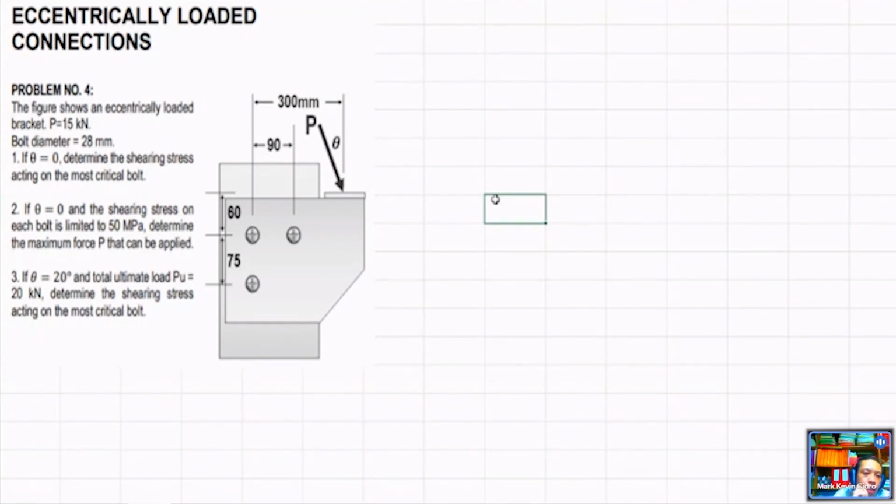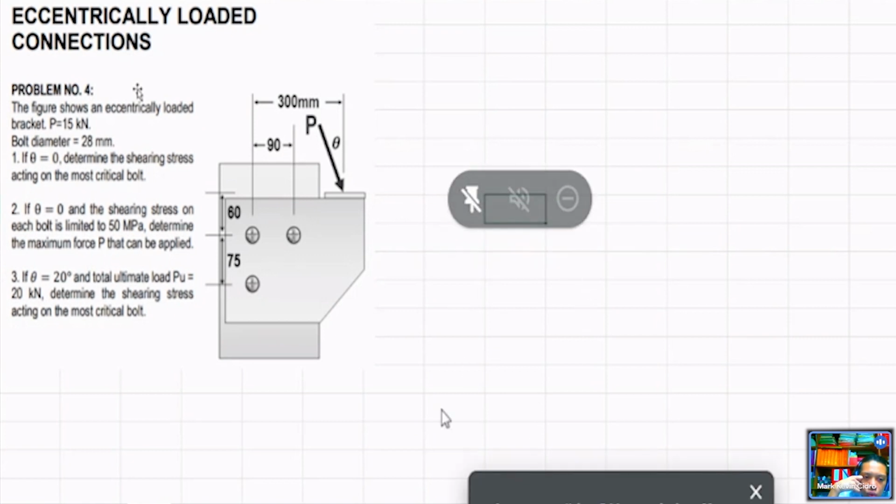Eccentrically loaded connections. Okay, so the figure shows an eccentrically loaded bracket. P is equal to 15 kilonewton. Bolt diameter is 28 mm. If theta is equal to 0, ibig sabihin your P is vertically applied. Determine the shearing stress acting on the most critical bolt.